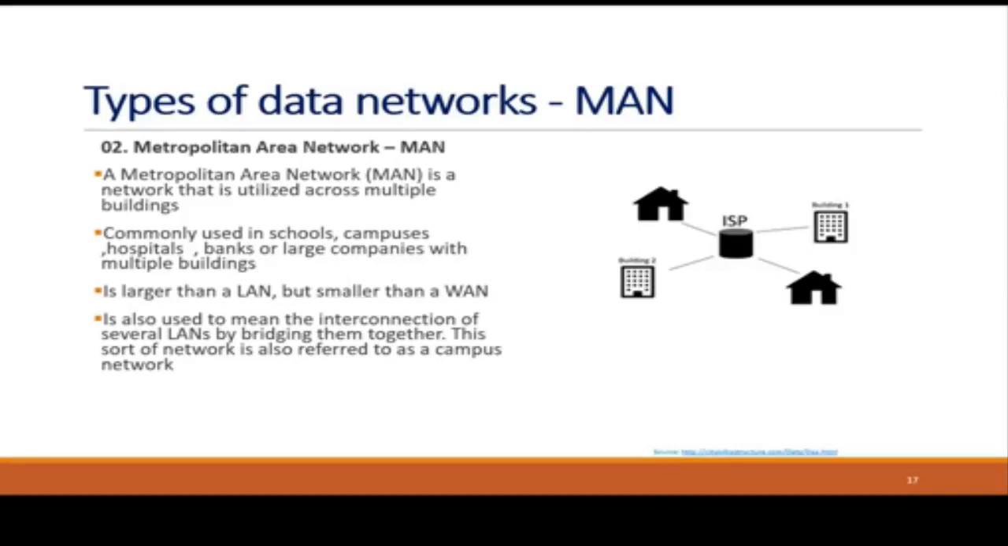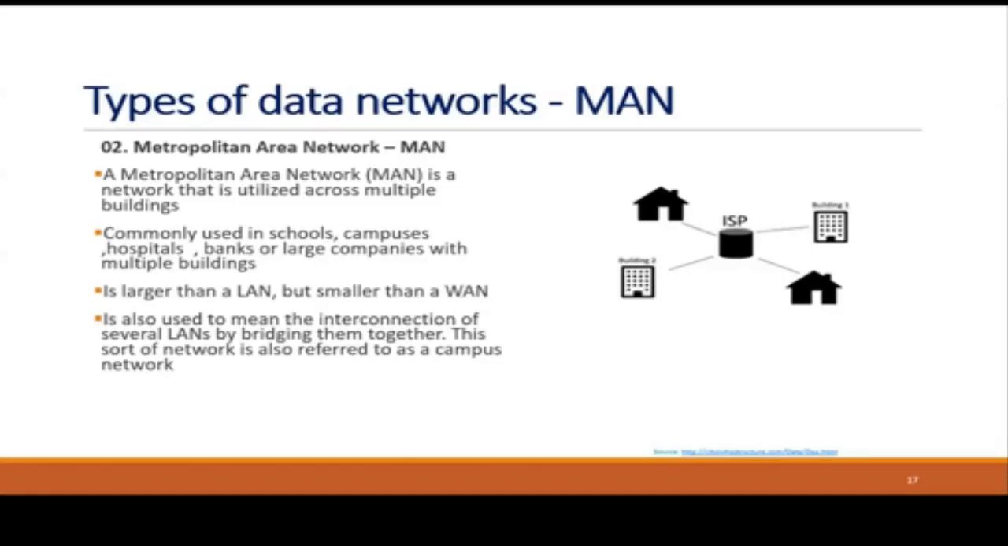So think about the banks, how many banks we have in this Colombo area. If you have your account in Colombo city center, you can still do some transactions in some other banks, right? So this metropolitan area network, you have to remember, it's a huge one. It's larger than a LAN, but it's smaller than a WAN. We are going to talk about WAN later.